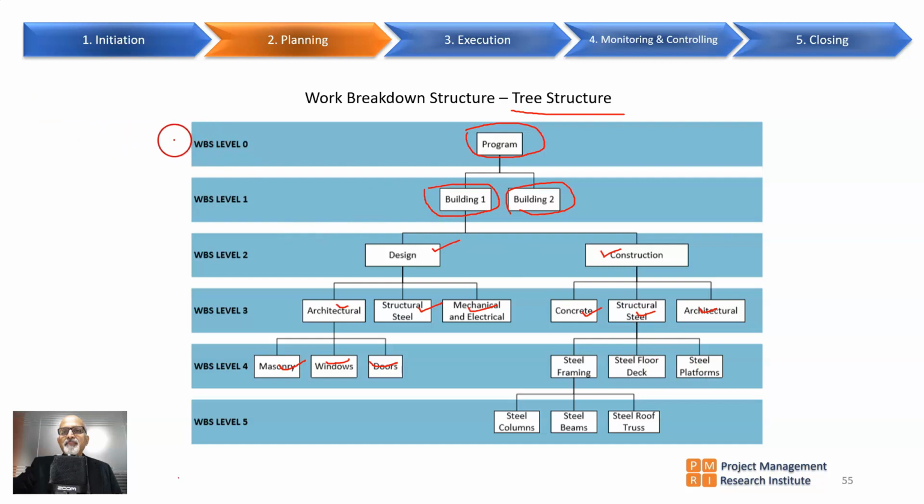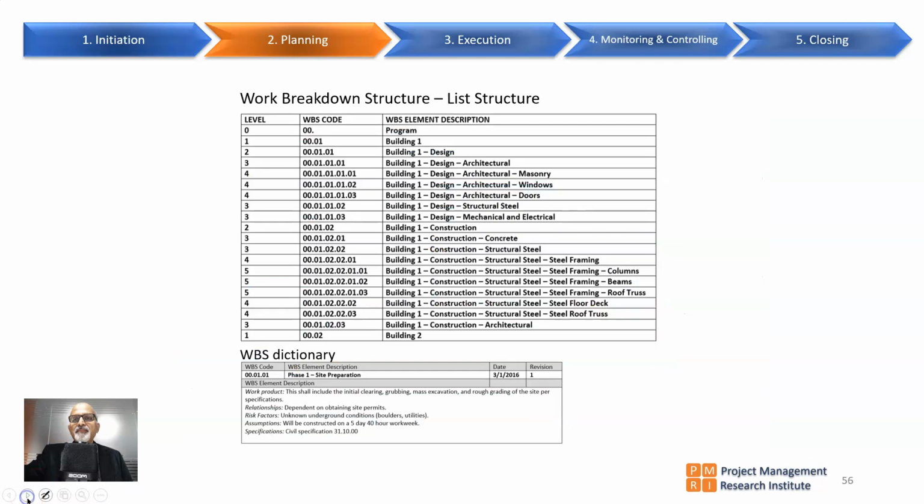Here it is level 0 where the decomposition is very less. Level 1 has better decomposition. Level 2 gets decomposed further, and by the time we reach levels 3, 4, 5, we'll start seeing the project falling into that 8/80 rule. That means we'll arrive at sufficient granularity by the time we reach levels 3, 4 and 5. This is the same thing converted into a list structure.